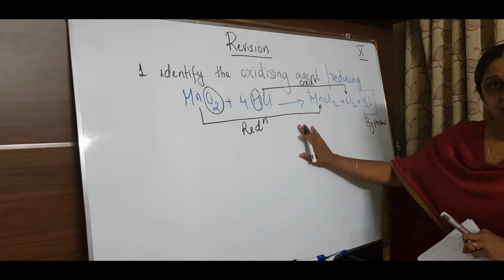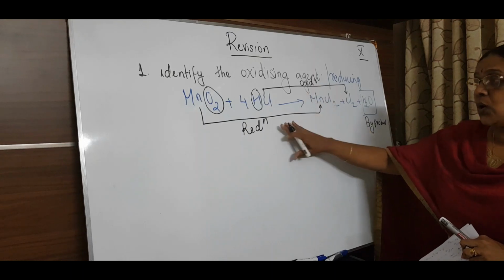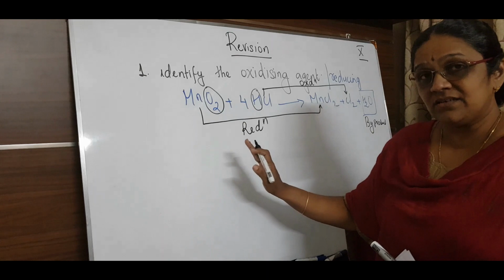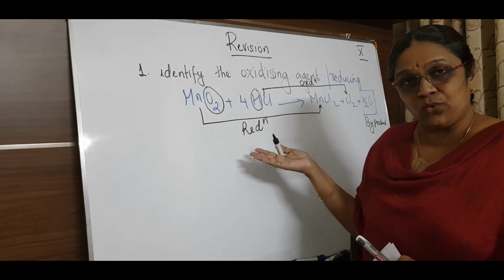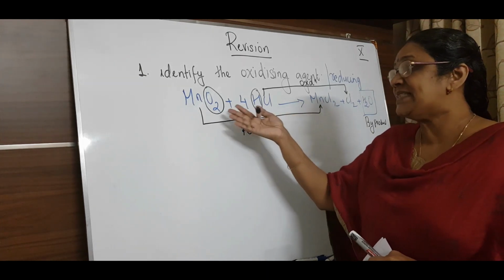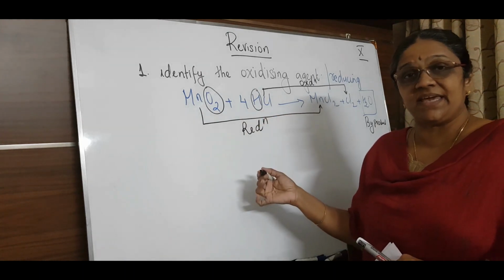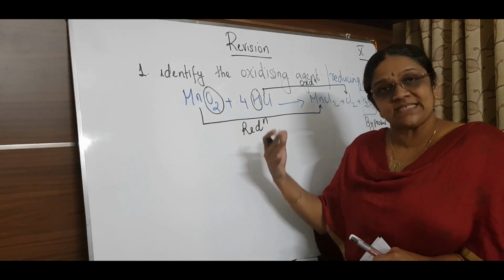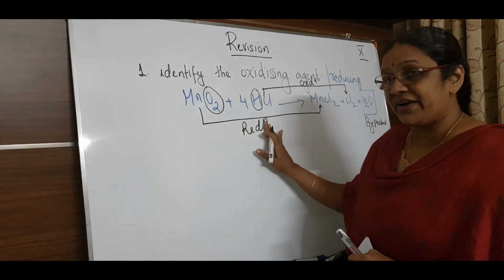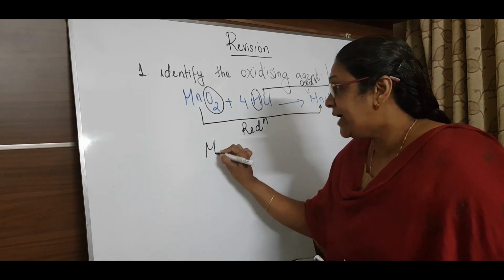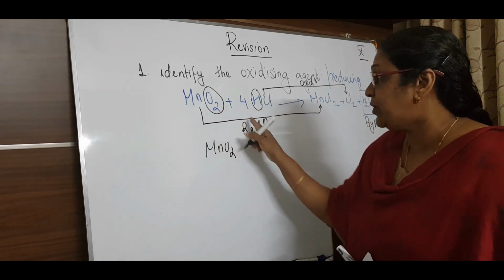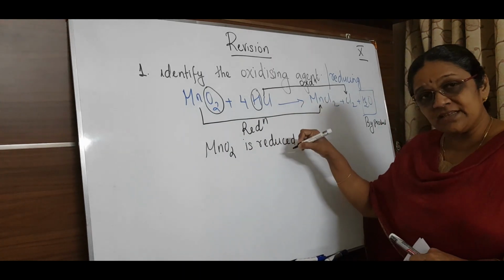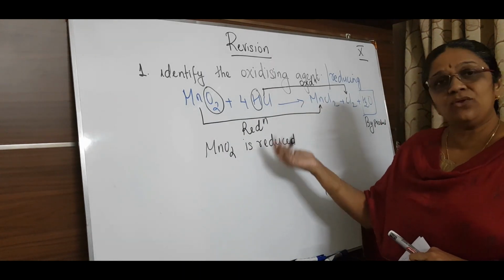So the first thing you have to find is what is oxidized and what is reduced. Then you write, okay, you can make it in one step also. If you are very clear, you can find the oxidizing agent and the reducing agent just by looking. But if somebody doesn't know how, go by steps. First write the oxidation and reduction. Then you write MnO2. See, MnO2 is reduced. Just follow this. Once you have the hang of this, then you go for a shortcut.